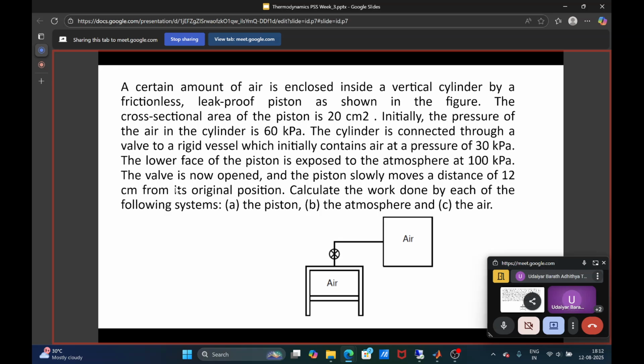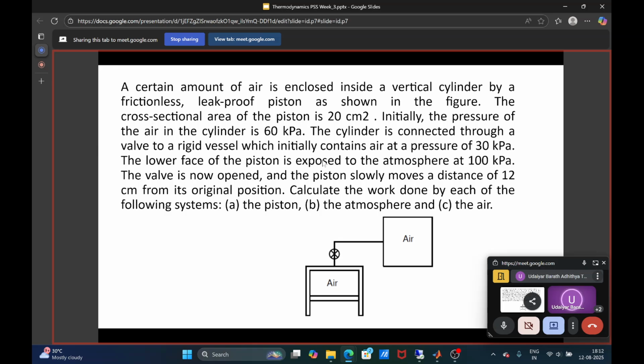Next question is, a certain amount of air is enclosed inside a vertical cylinder by a frictionless leak-proof piston as shown in the figure. The cross-sectional area of the piston is 20 centimeter square. Initially, the pressure of the air in the cylinder is 60 kilopascal. The cylinder is connected through a valve to a rigid vessel which initially contains air at a pressure of 30 kilopascal.